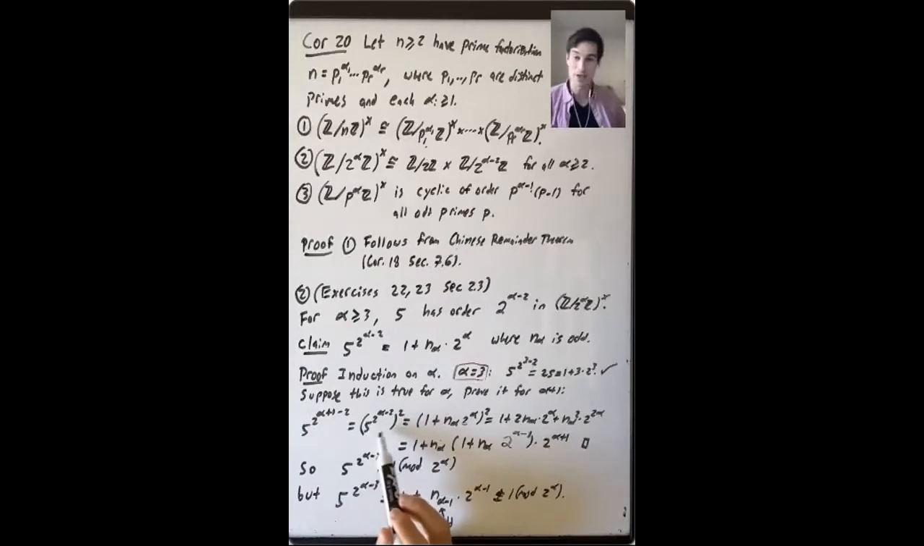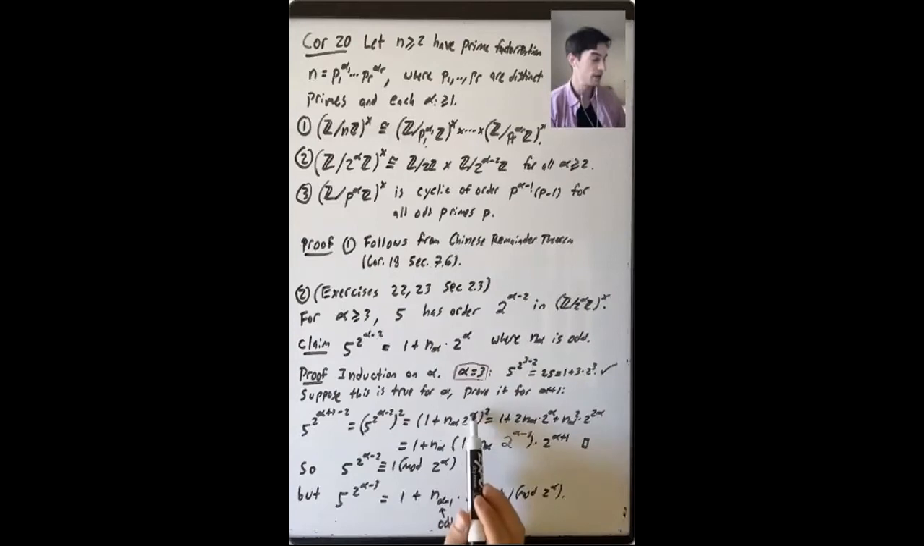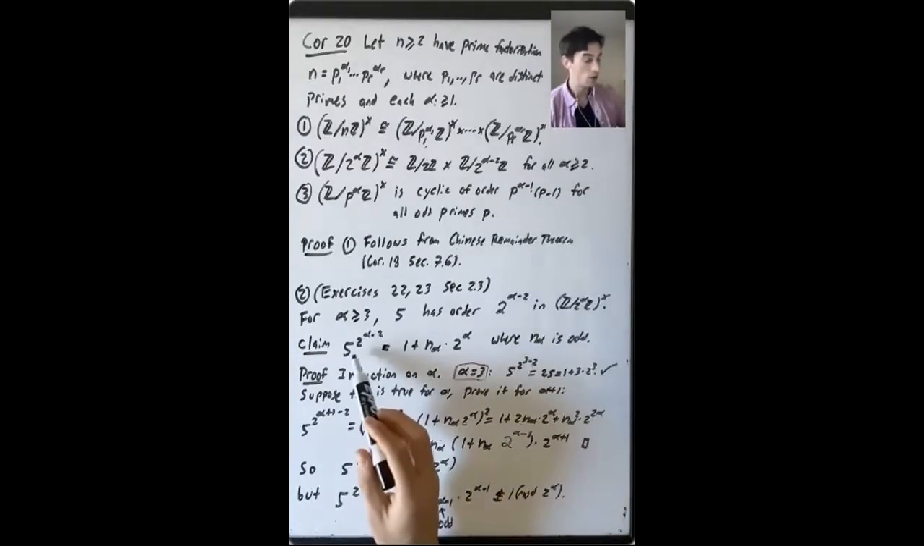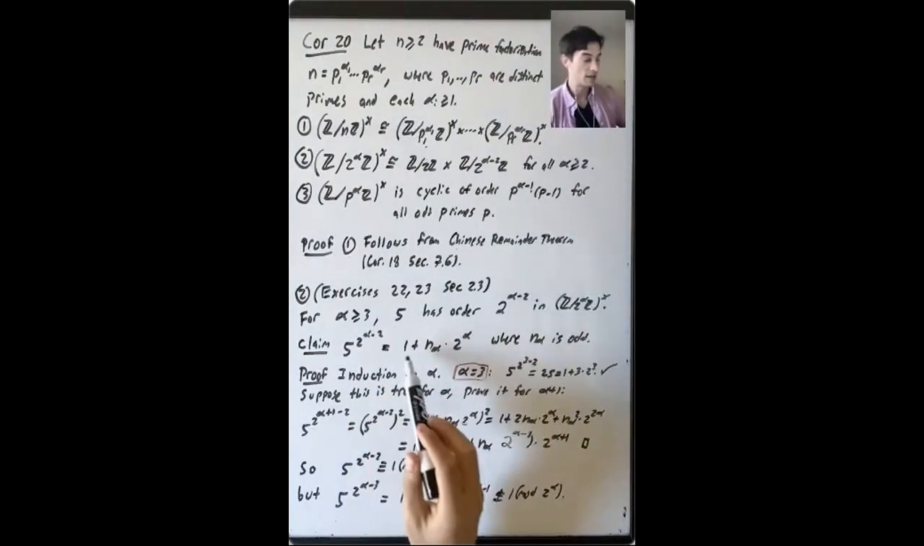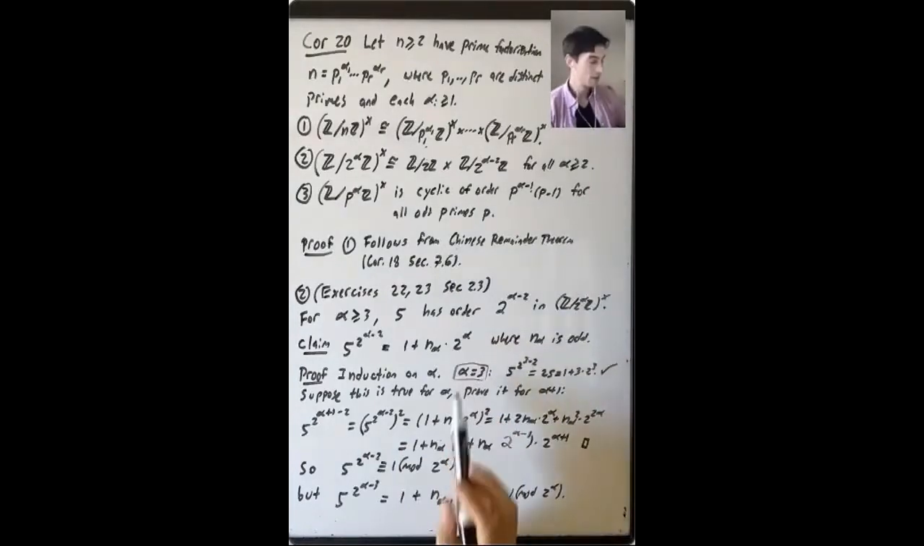But we have an expression by induction for this thing that we're squaring. It's 1 plus n alpha times 2 to the alpha, squared. You square it out. This is 1 plus 2 times n alpha 2 to the alpha, plus n alpha squared times 2 to the alpha squared. 2 to the alpha squared is 2 to the 2 alpha. And we can write this as 1 plus n alpha times something. Why would we do that? Our goal is to write 5 to the 2 to the alpha minus 1 as 1 plus n alpha times something. This is going to be a different number now, but that's the idea.